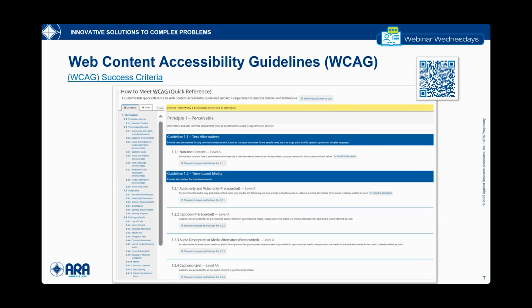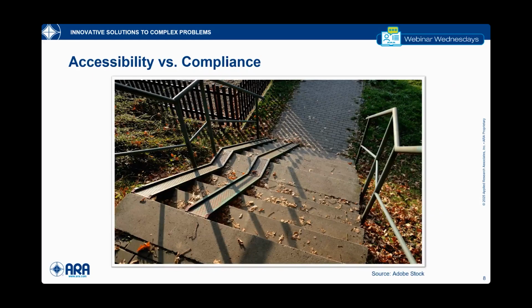There are several places that you can find them, but the quick reference site is the one that I have bookmarked on my desktop. There's a QR code if you want to scan it now. That link will also be included in the resources that I'll share at the end. This quick reference site lists all of the WCAG guidelines and success criteria and techniques to help identify potential accessibility issues. Take just a minute to look at this image.